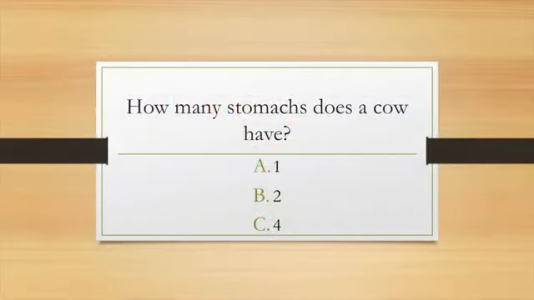Question number 10. How many stomachs does a cow have? If you pick C, 4, then you're correct. Cattle are known as ruminant animals, which means they have 4 different compartments in their digestive system which help them with digestion, unlike monogastric animals like humans and pigs that only have 1.